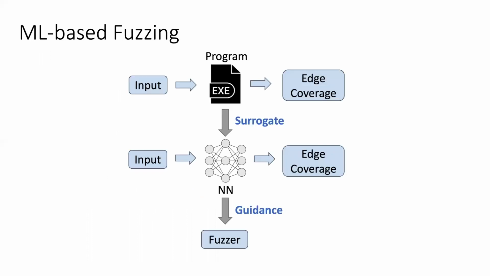This graph shows an example of machine learning-based fuzzing. Given an input fed to a real-world program, we can obtain its corresponding edge coverage. Machine learning-based fuzzing uses a neural network to learn a surrogate of program behaviors by predicting the edges for given inputs. Further, the trained neural network can guide the fuzzer to generate effective mutations.